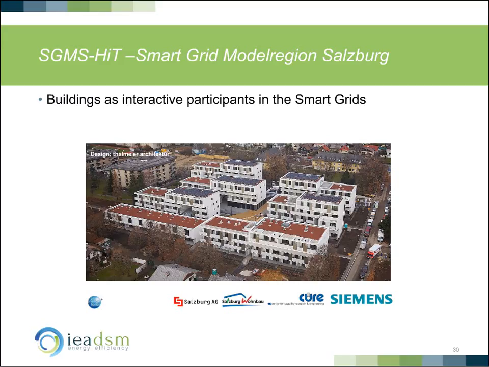What you can see here are residential apartments in the smart grids model region Salzburg. The objective in this project was to reduce power demand peaks during high power times and to use the generation of the heat and the warm water needed for these residential buildings in an optimized way. So you have heat pumps, a micro CHP, a combined heat and power generator, and district heating as well as direct electricity heating, which can be supplied from the electricity grid or from the PVs on the roof.